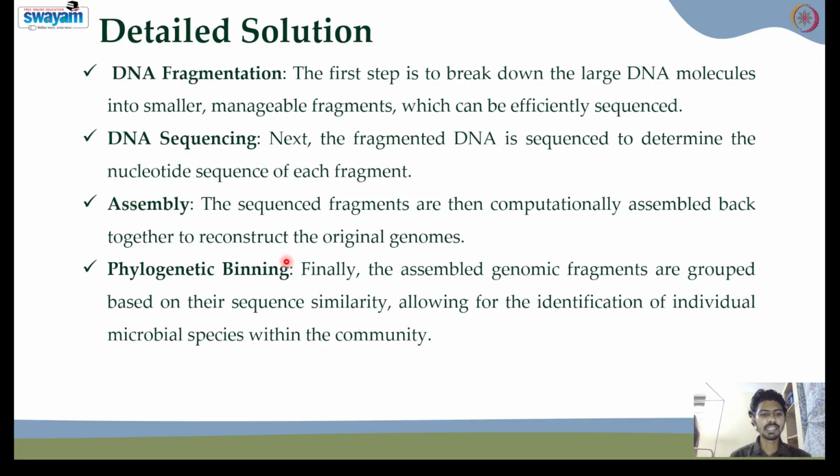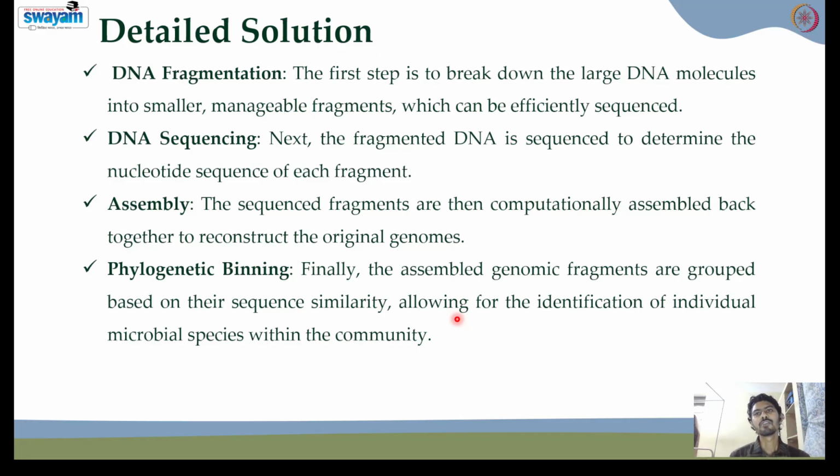Then at last they will go for phylogenetic binning. What does that mean? The assembled genomic fragments will be grouped based on their sequence similarity. It is like OTU, operational taxonomic unit. Finally, this allows us to identify the individual microbial species within the community. So this is how the whole metagenome analysis takes place.